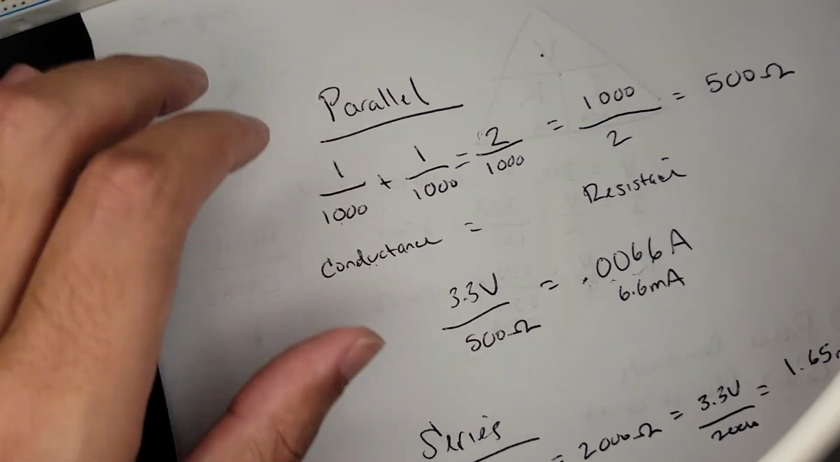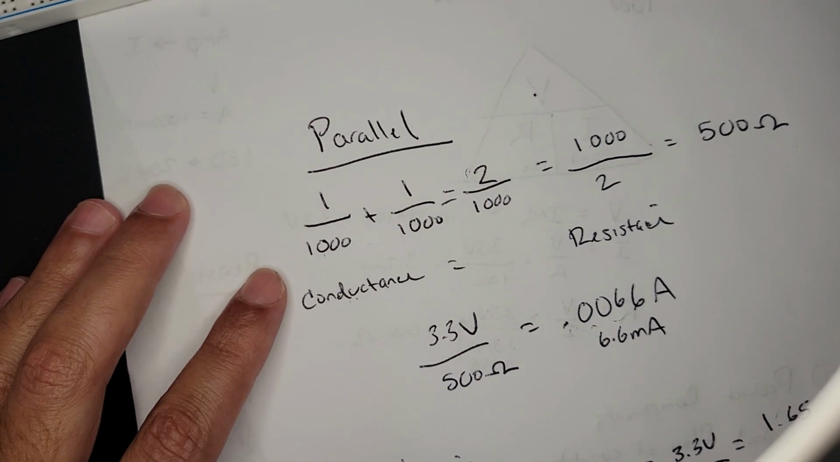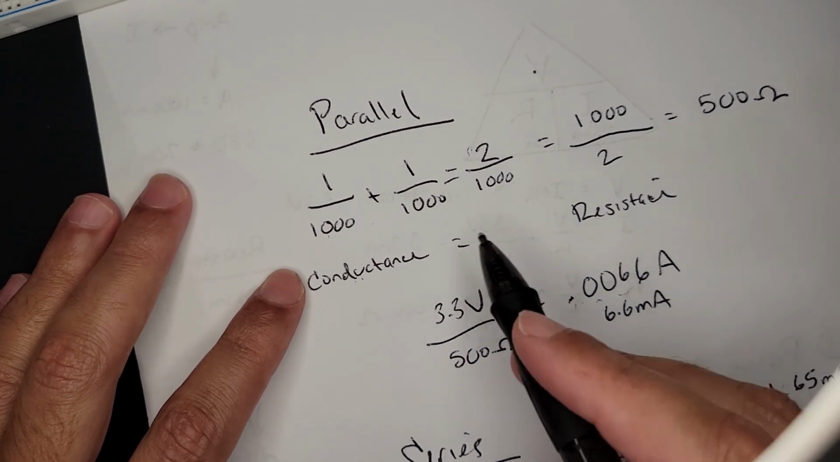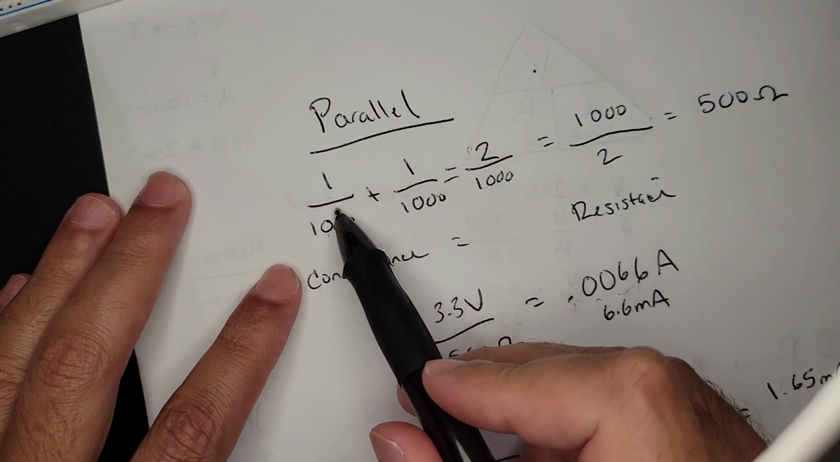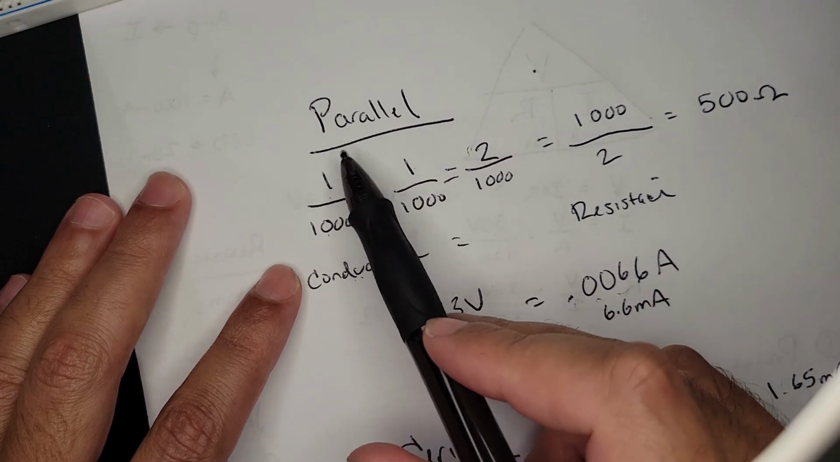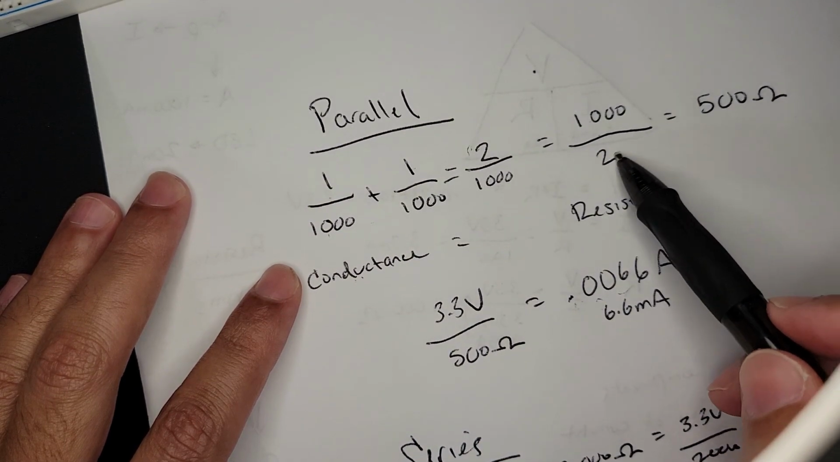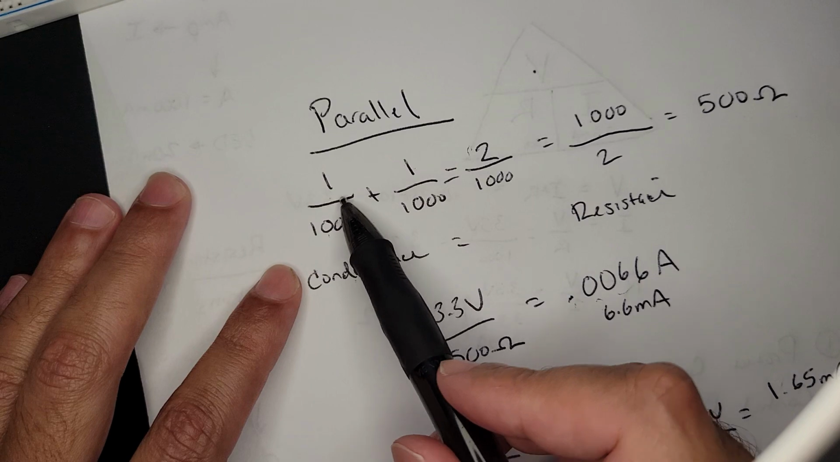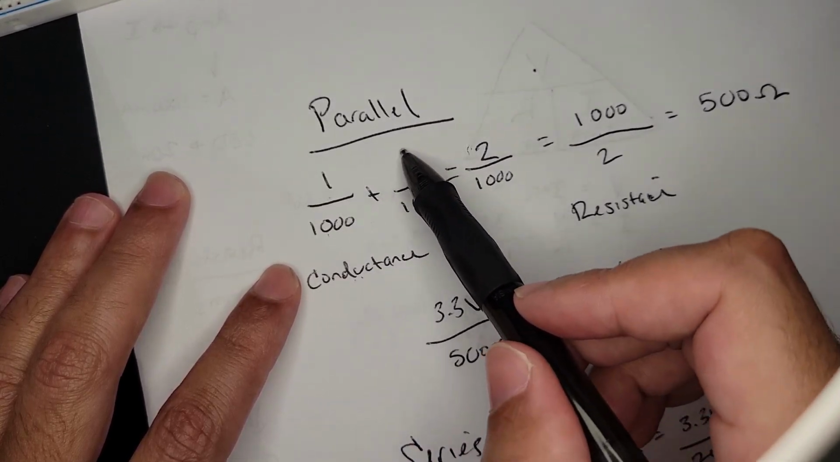But we see that in parallel, it's totally different. We don't add it up like this. Instead, we draw a line and put a 1 on top of both of them. So in this case, 1 over 1000 plus 1 over 1000 is 2 over 1000, and then we flip it back. So we put the 1 on top of as many as we have. So we might have 7 of these, right? We'd have 1 over 1000 and 1 over 500.